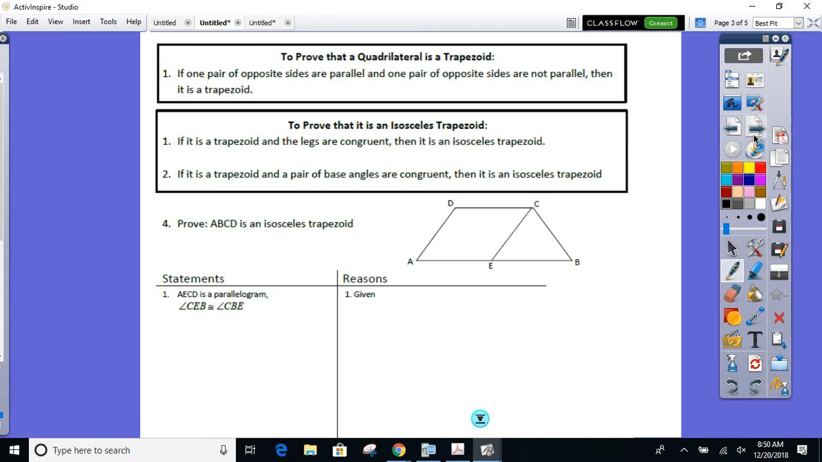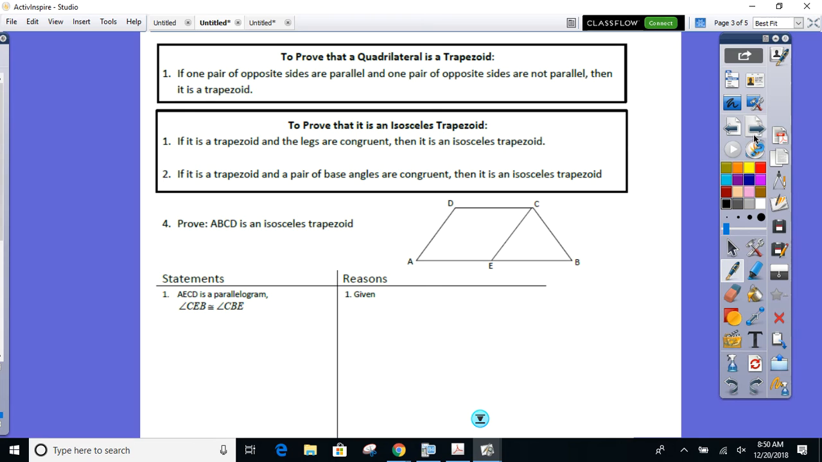First proof. Prove it is an isosceles trapezoid. And you'll see up above, I've given you there's only two ways to do it. Either way we choose, everyone read number 1 and 2 real quick. No matter which method we choose, we still have to prove it a what first? Still got to show it's a regular trapezoid.